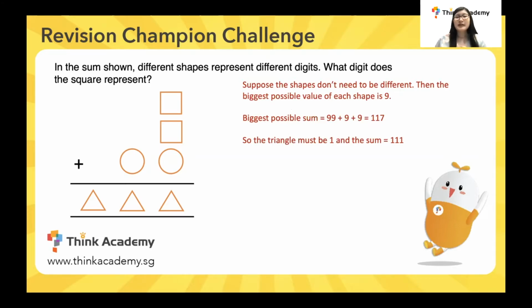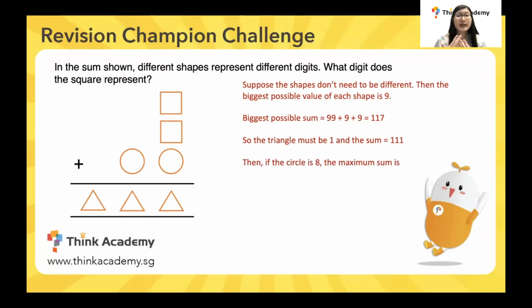So now, let's turn our sights to the circle. So what if the circle isn't 9? What if we don't need it to be 9, and we pick the next biggest number, which is 8. So if the circle is 8, then the maximum sum is 88 plus 9 plus 9, which is 106. So since 106 is still smaller than 111, that tells us that having the circle be 8 is not big enough. And so in that case, the circle must be 9.